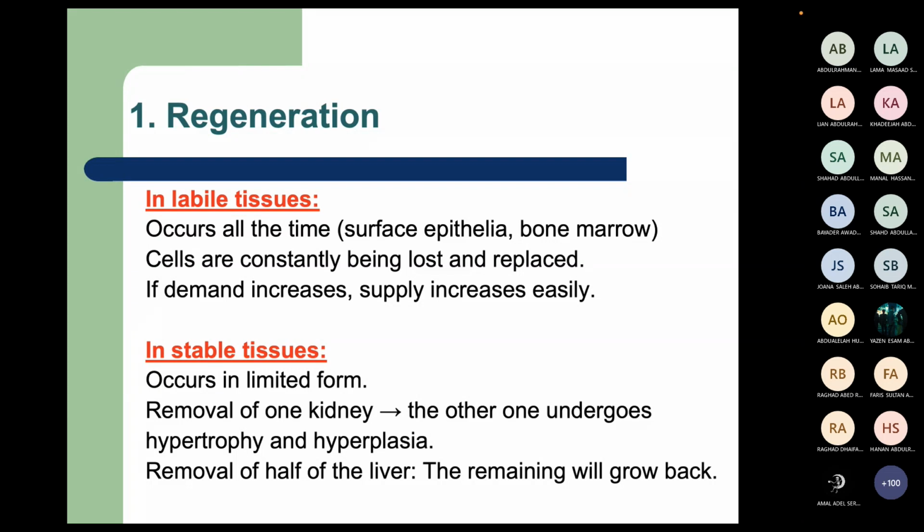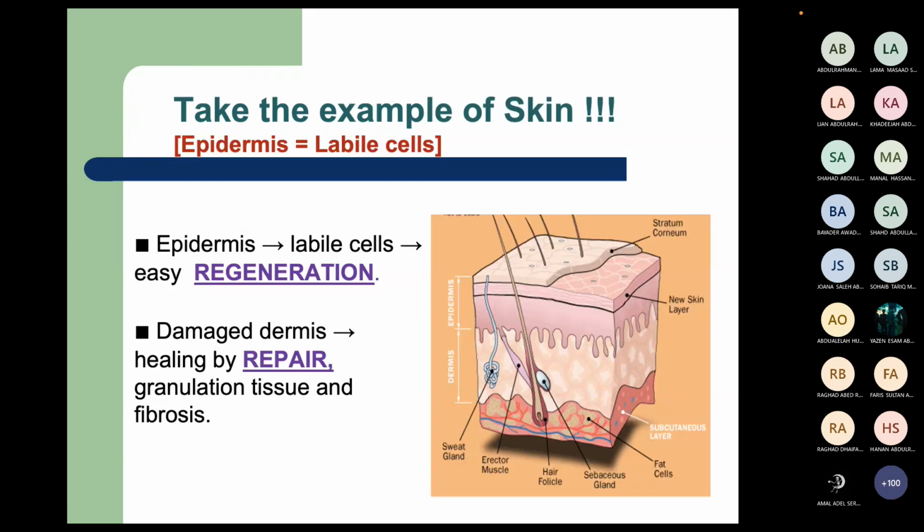So anyway, we come to the examples. Take the example of the skin. Skin, we know, is composed of epidermis and dermis. The epidermis is the stratified squamous epithelium, which are labile cells.